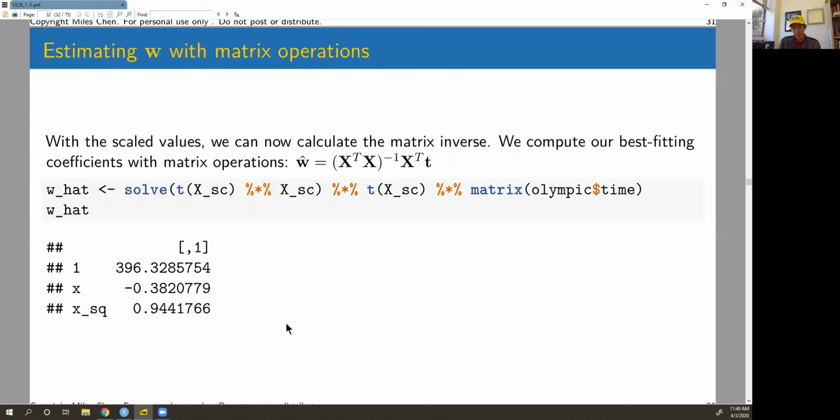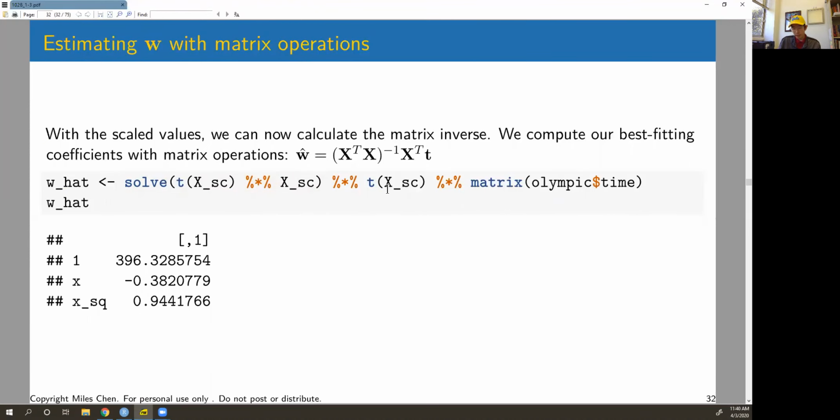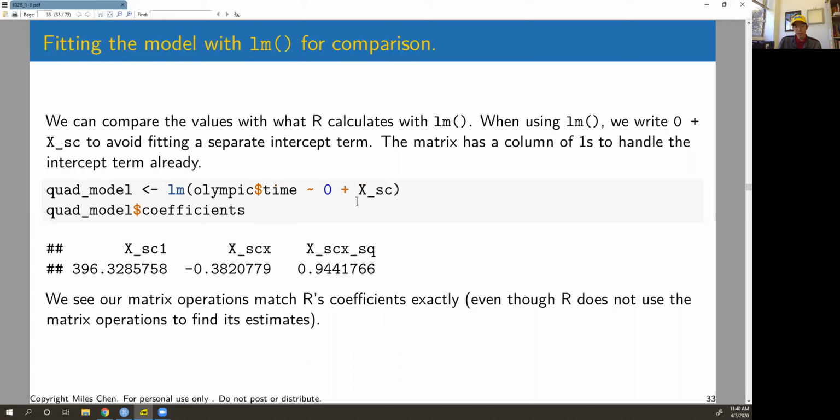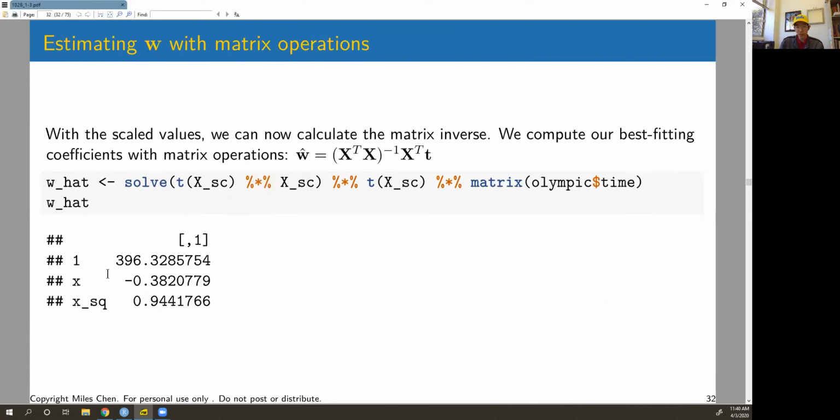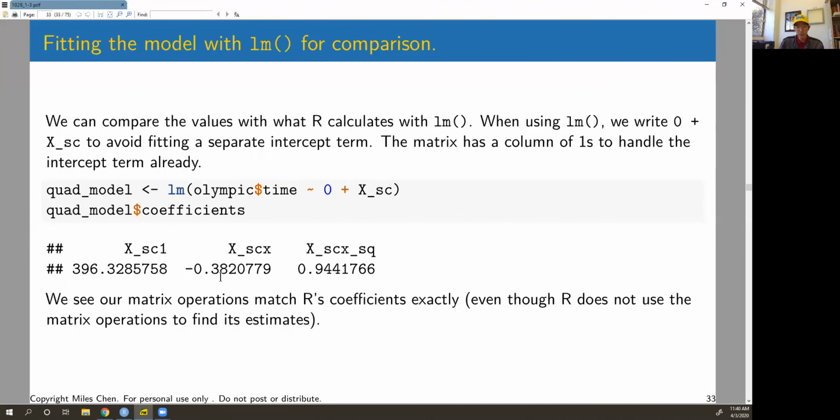And let me just show you, if I take this X scaled matrix and I ask R to calculate the linear model coefficients using LM, okay, so this would be our quadratic model. I'm going to say LM, predict Olympic time based on the matrix X scaled, okay. I throw in a +0 here, or a 0 plus, so that it doesn't fit an additional intercept coefficient because I already have a column for the intercept. It gives me the exact same coefficients, 396, negative 0.38, and 0.944. Okay, so these coefficients remain exactly the same.